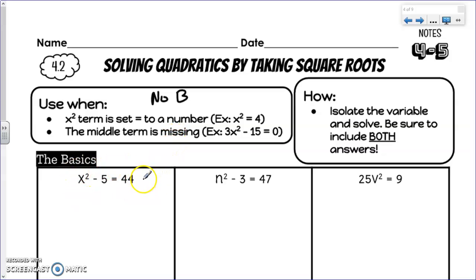You can also use the quadratic formula because the quadratic formula will work on all quadratic equations where you have an a, b, and a c. You need to isolate the variable here and solve. Make sure to include both answers.